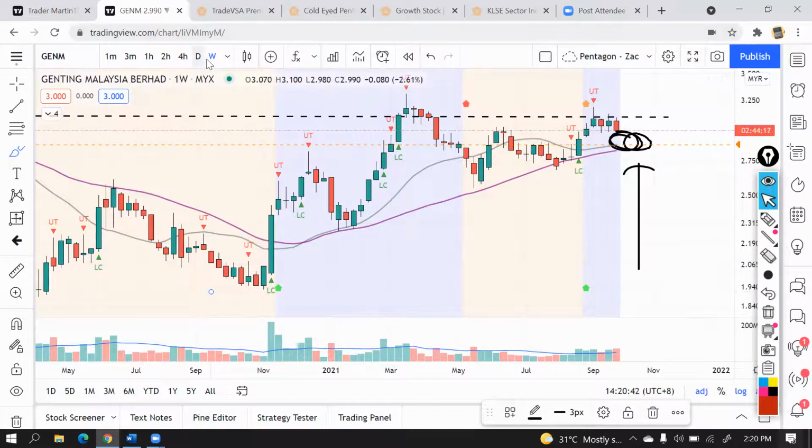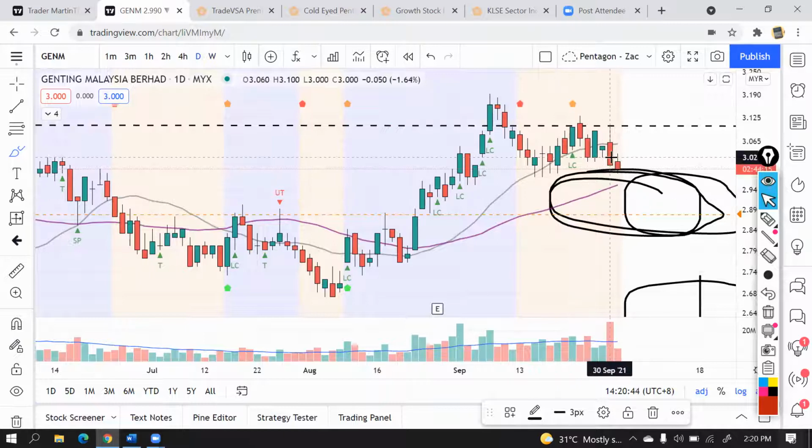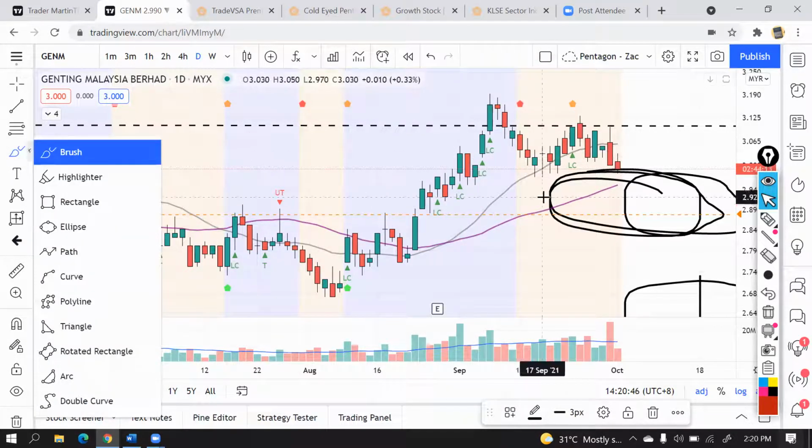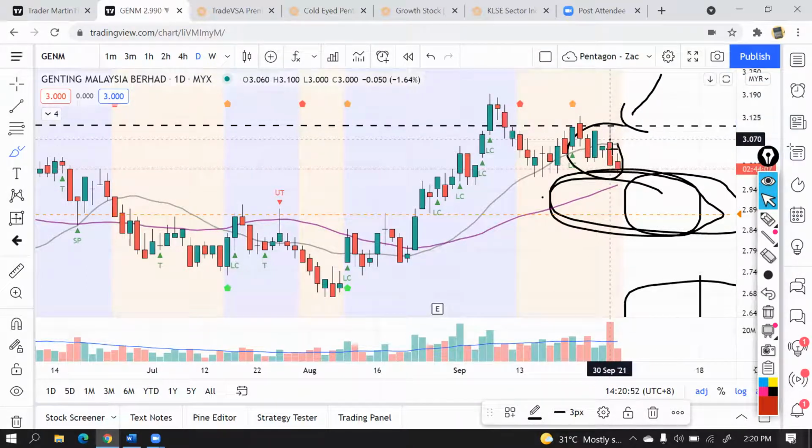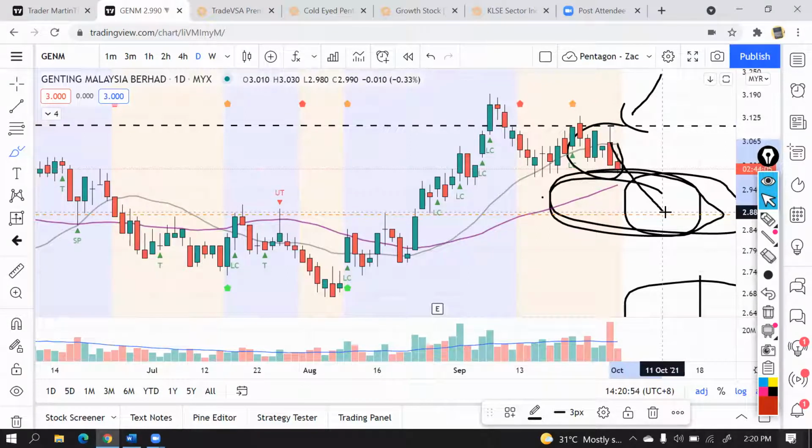Okay, good. Let's check the daily as well. Notice here we got a high volume down bar. Most of the time you don't want to see a high volume down bar from here. This is telling you that maybe they will do a round of pullbacks before they test again.